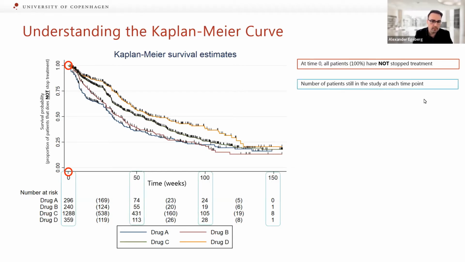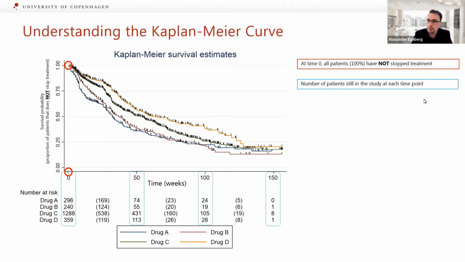Under each of the time points, we can actually see how many patients are still in the study at that time point. So, for example, at time 0, you have 296 patients who are treated with drug A. At week 50, you only have 74 patients who are treated with drug A. And that can, of course, be due to several reasons. For example, it can be because the drug was discontinued, so the patient had to stop treatment because it didn't work or it gave a side effect.